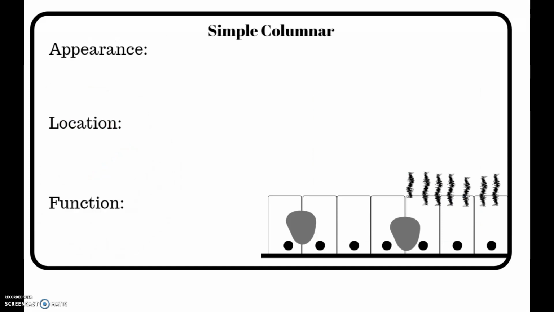Okay, next is our simple columnar. And of course, the appearance here is going to be just like we talked about. Simple referring to one layer of cells. Columnar, in this case, are going to be nice and tall. Now, simple columnar comes in one of two versions, ciliated or non-ciliated.